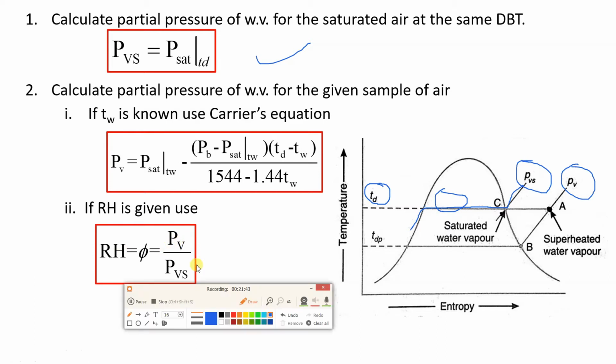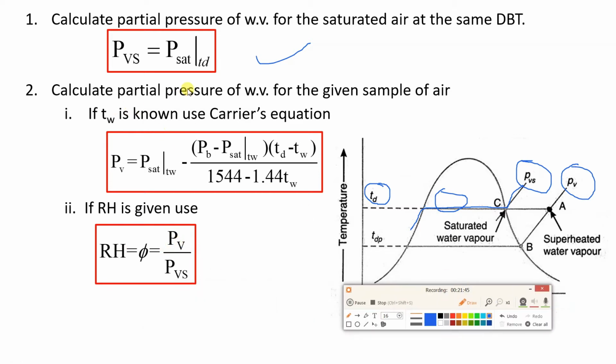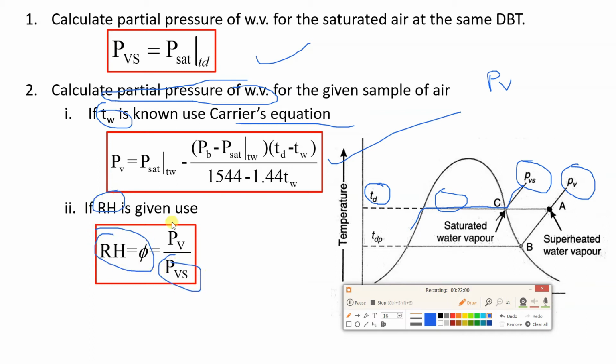So basically what is the second step over here? We have to calculate PV, the partial pressure of water vapor. When wet bulb temperature is given, we have to use the Carrier equation to calculate PV. When RH is given, substitute the value of RH over here, PVS we have calculated in the first step, and you will get the PV value. Okay, this is the second type of numerical.